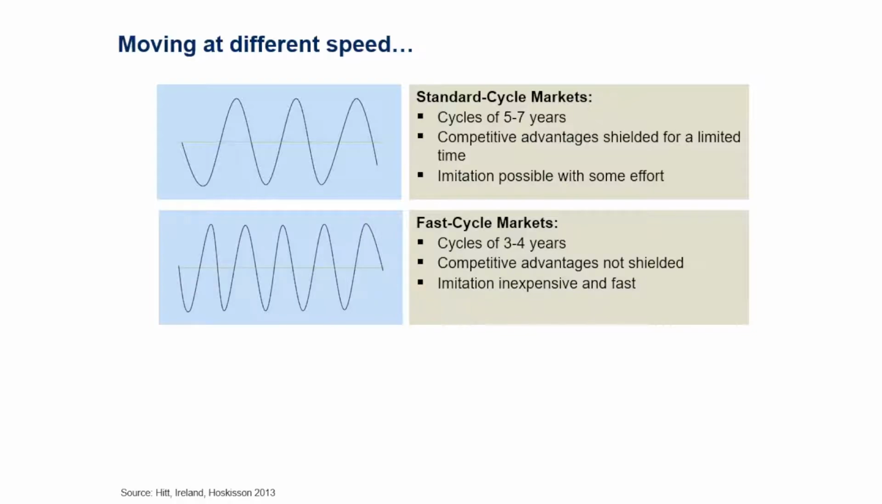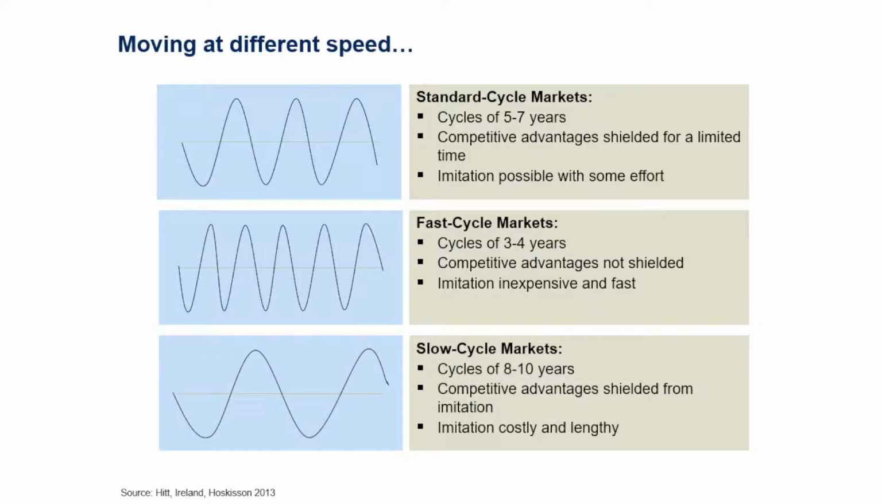Much faster are technology markets, for example. So here the cycle time is 3 to 4 years, or maybe even faster, 1 or 2 years. Here the competitive advantages are not shielded. Imitation is happening very fast and very inexpensively, and companies continuously have to innovate and come up with new products and new ideas to retain their competitive edge.